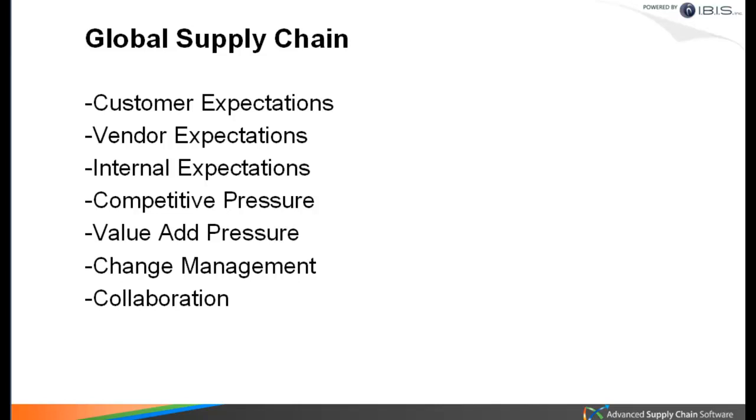Internal expectations. Again, time zones. Are you going to be setting up multiple shifts to be able to talk to these vendors and get information across?